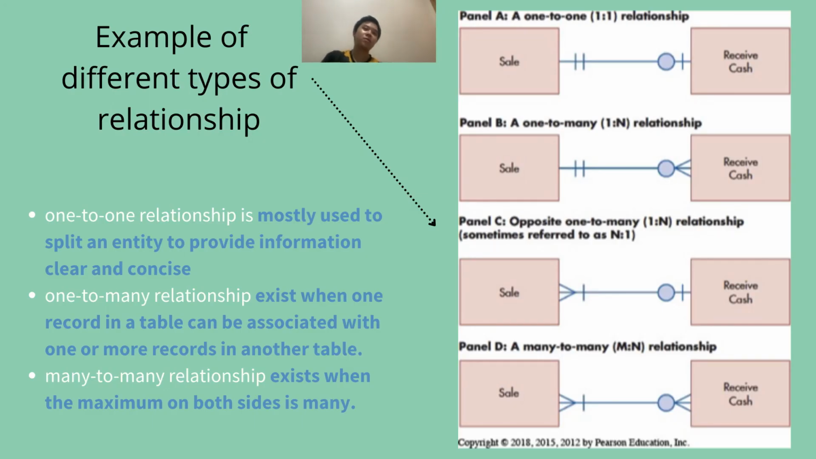So here we have another example of different types of relationships. As you can see on the right side, there's a panel A. It's a one-to-one relationship. It is mostly used to split an entity to provide information clearly and concisely. As you can see on panel A, both maximums are 1, so this is a one-to-one relationship.